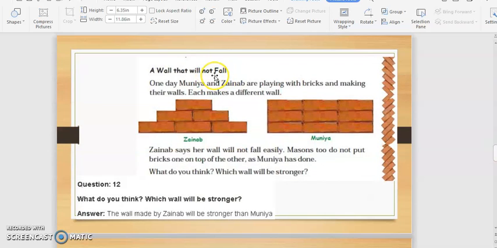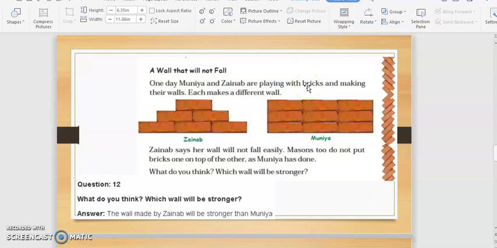A wall that will not fall. We had tried this on our own. You had tried this with your books. Now over here, my dear children, one day Munia and Zainab were playing with bricks and were making their walls. When they were making their walls, each one made a different wall. Zainab says her wall will not fall easily. Masons too do not put bricks one on top of the other as Munia had done. So this is the wrong way of making a wall.